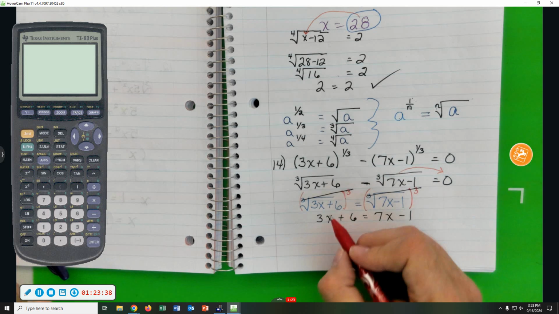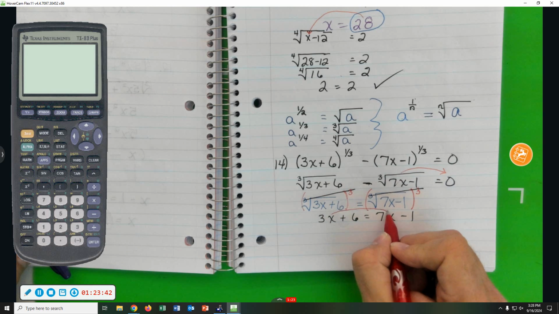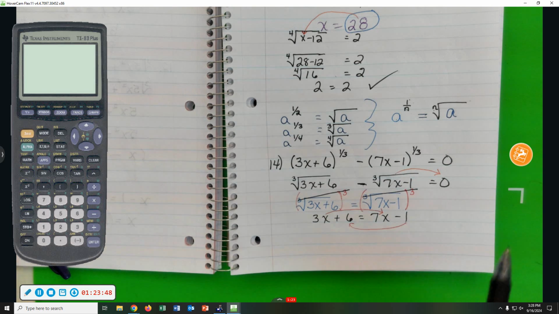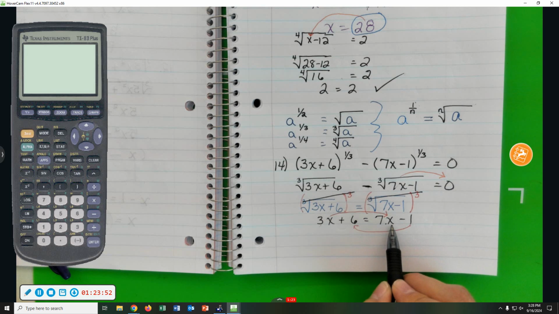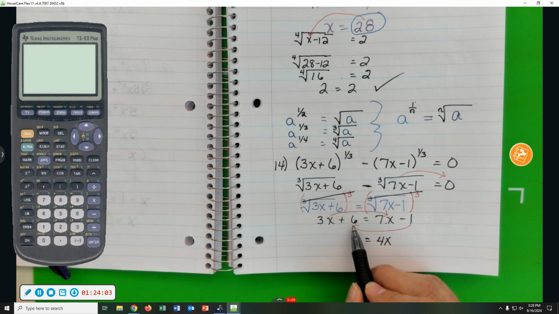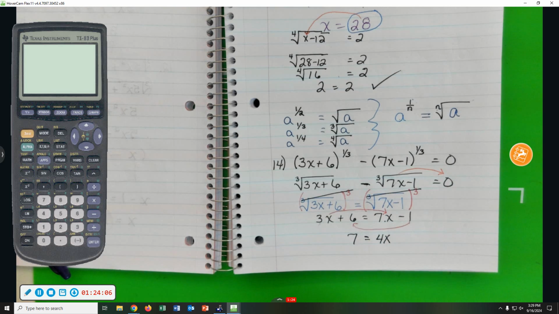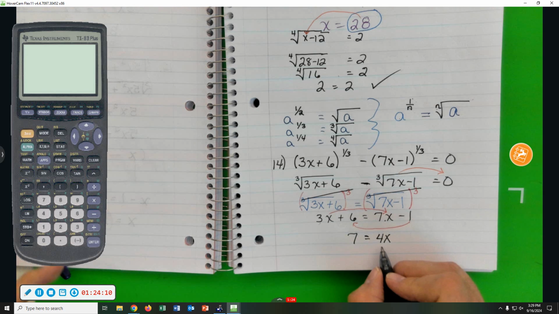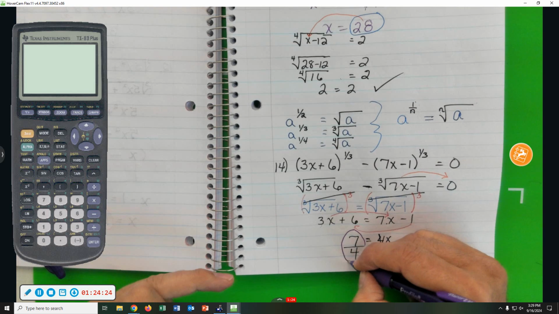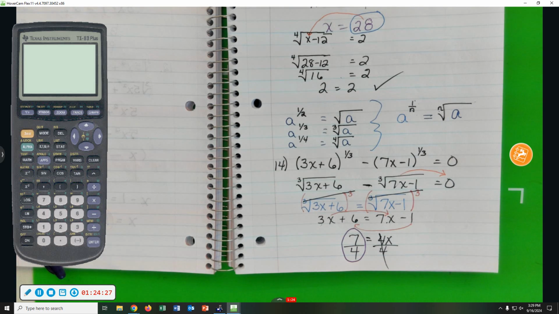To get fewer negatives, I would do this. I'd move the 3x over here, and I'd move the 1 over there. What do I mean with those arrows? Well, it's 7x minus 3x, so I have a 4x on the right, and what number do I have on the left? 6 plus 1 is 7. One step left: divide by four. Do I have to check or can I just circle it? Just circle it. It's a cube root, so you don't have to check them. So 7 over 4.